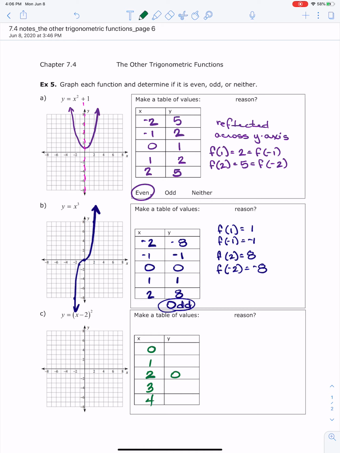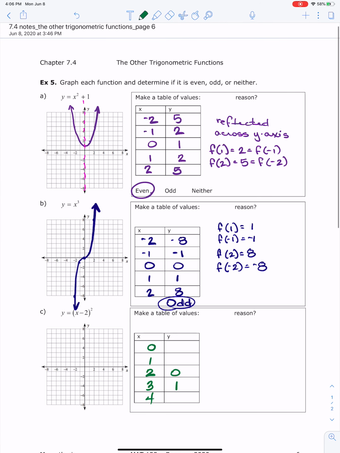3 minus 2 is 1. 1 squared is 1. 4 minus 2 is 2. 2 squared is 4. And we're going to go the other direction. 1 minus 2 is negative 1. Negative 1 squared is 1. 0 minus 2 is negative 2. Negative 2 squared is still positive 4. So I'm going to go ahead and graph this so I can see what it looks like.